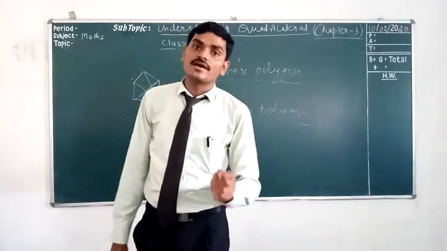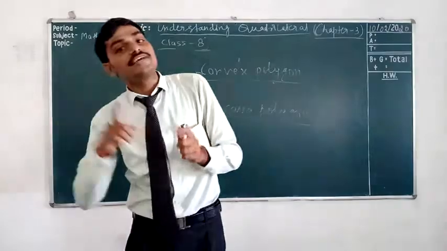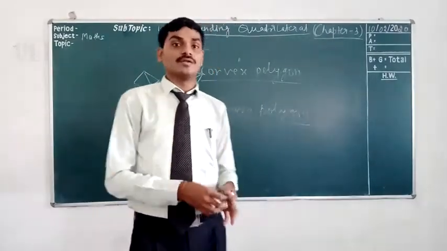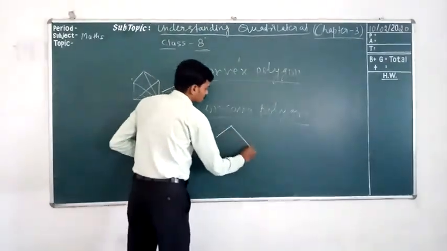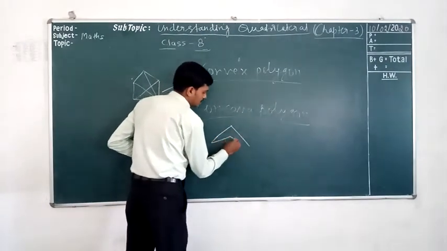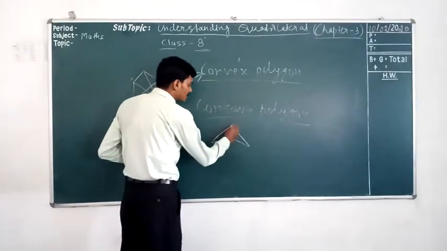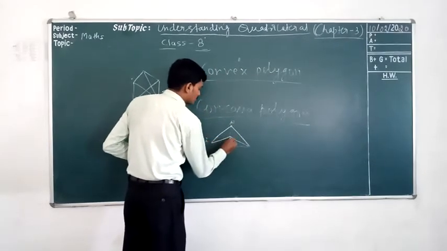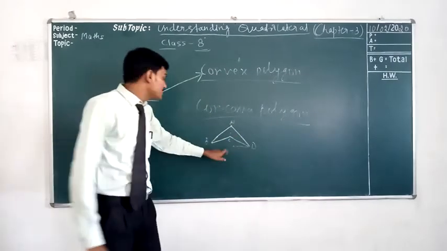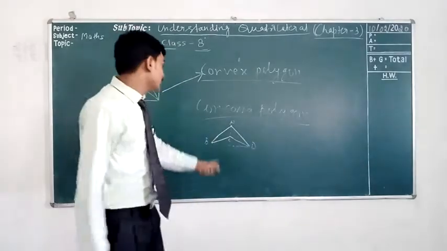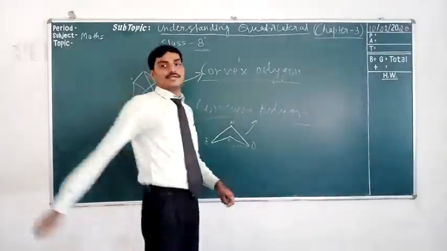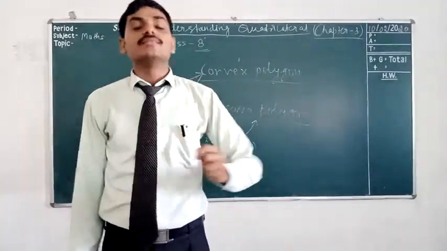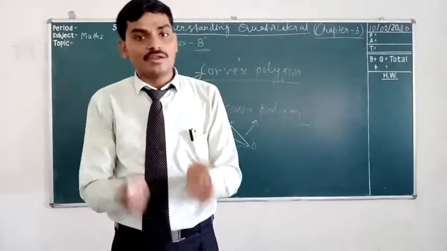And in any polygon, if any diagonal is present exterior to the polygon, then we say this is a concave polygon. For example, this is a quadrilateral ABCD with one diagonal and a second diagonal. Here diagonal BD is present outside the polygon, so this is a concave polygon. If any diagonal is present outside the polygon, we say it is a concave polygon.